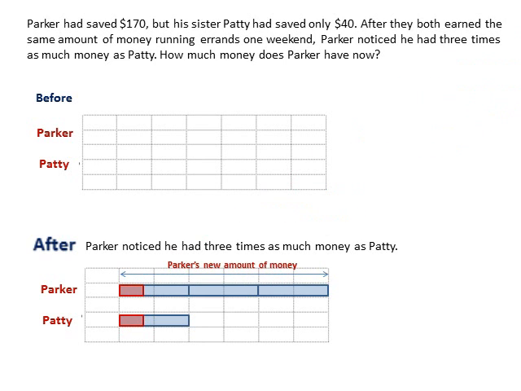Okay? All right, so let's put labels on this one. All right, so from that, if you notice that long arrow over there, that represents Parker's new amount of money. And do you agree with that? Okay, since we have already stated it that way in the beginning anyway. And this one would be Patty's new amount of money.